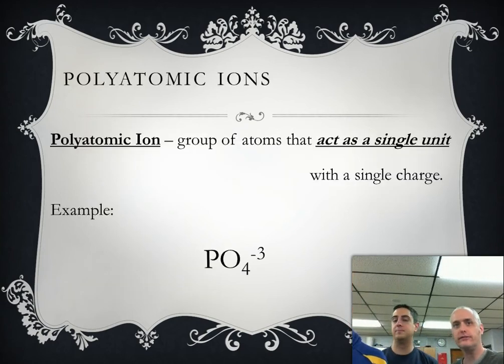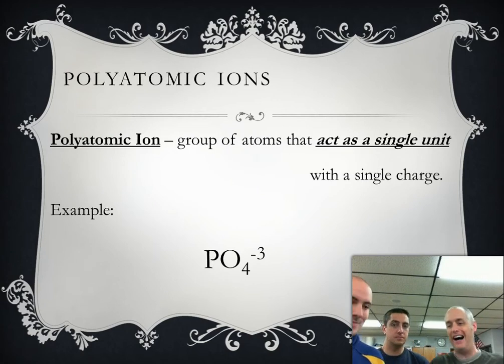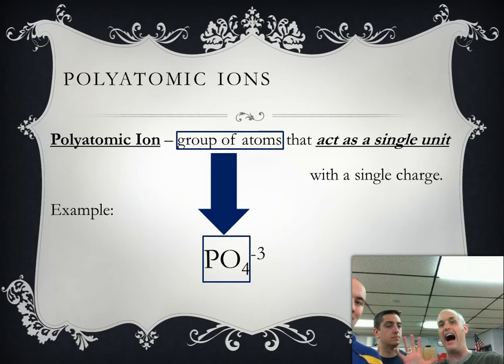Here we go. All right, polyatomic ions. Let's jump right into this. We already know that ions are a charged atom. Poly means many. So now what we have is many atoms together acting as a single unit. If you look at our definition there, it says it's a group of atoms, so you know you've got at least 2 atoms. In the case of our example down below, you've actually got 5. You've got phosphorus and 4 oxygens sticking off of that.